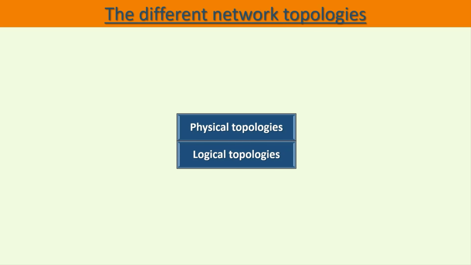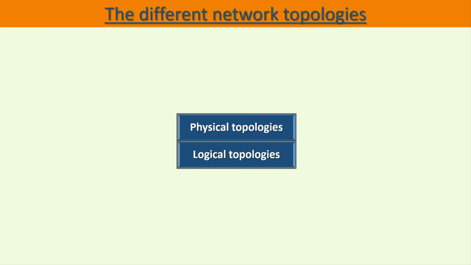There is a big difference between the two. Physical topology is what the network looks like and also how all cables and devices are connected to it. And logical topology is the path that data signals take through the physical topology.